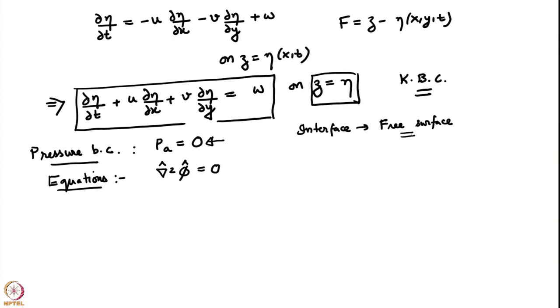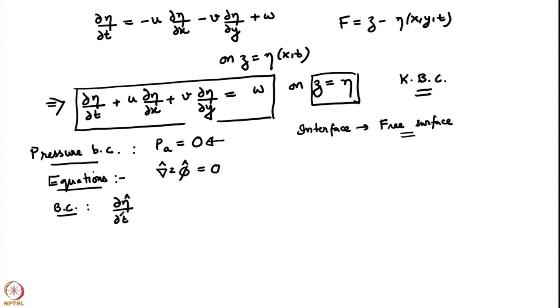Recall that the Bernoulli equation has a pressure term. So, just setting P to 0 will give me a Bernoulli equation without pressure, but that equation will be true only at the free surface. So, that gives me a boundary condition at the free surface. So, what are the boundary conditions?